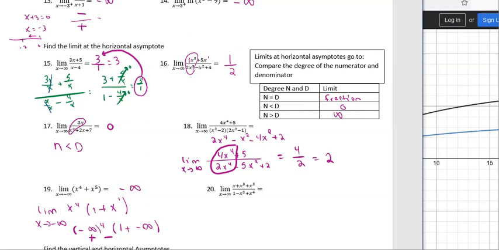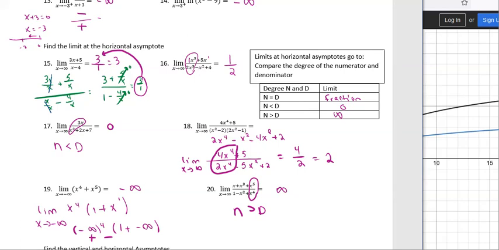Let's try number 20. What do we have here? Well, look at all these exponents. The highest exponent in the numerator is the fifth. The highest exponent in the denominator is the fourth. So it looks like these are our highest powers. So that means the degree of the numerator is greater than the degree of the denominator. So that's going to push it to infinity. Because the numerator is greater than the denominator, the higher value is going to be in the numerator, and it's just going to keep getting larger and larger and larger. So we're pushing it towards infinity.